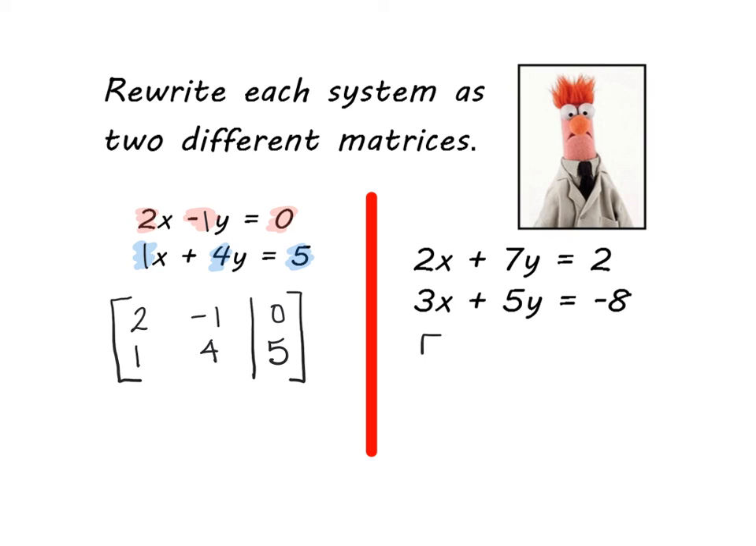So now go ahead and try to write the second one. So fill in all your numbers. So hopefully you wrote out in the first row 2, 7, 2, 3, 5, -8.